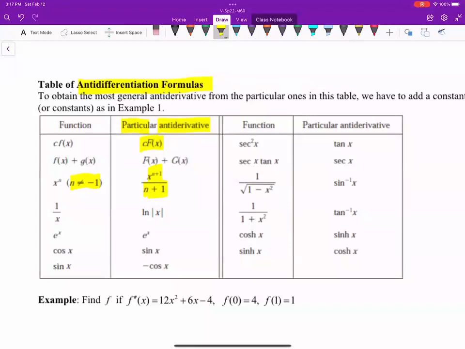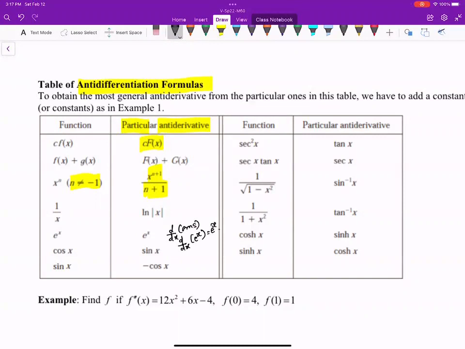Antiderivative of 1 over x is ln of absolute x. Antiderivative of e to the x is e to the x. Why? Because if you take the derivative of the answer, e to the x, you get the original function back, which is e to the x also.